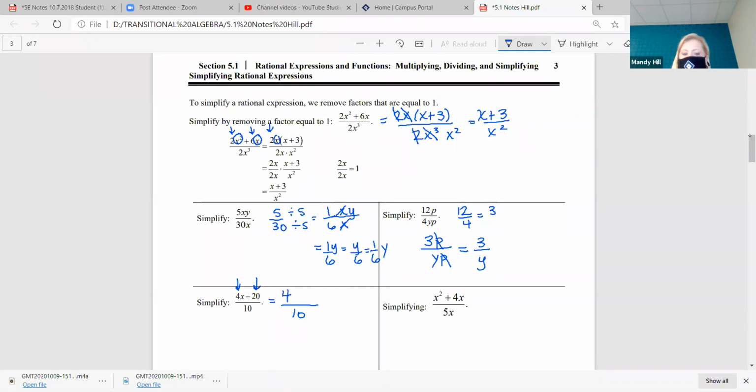4 will go into both of those numbers. I can't pull any x's out of both of them because the 20 doesn't have any x's. I can pull out a 4. So 4 divided by 4 is 1, and then I still have this x left. Okay, and then I've got negative 20. Well, negative 20 divided by 4 would be negative 5 or minus 5. So I took care of that.